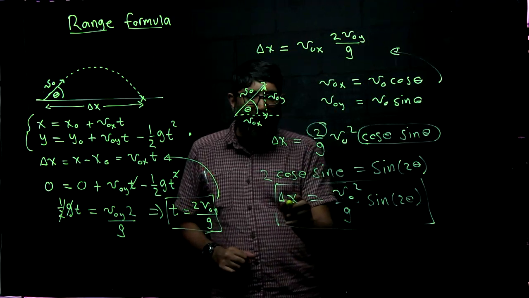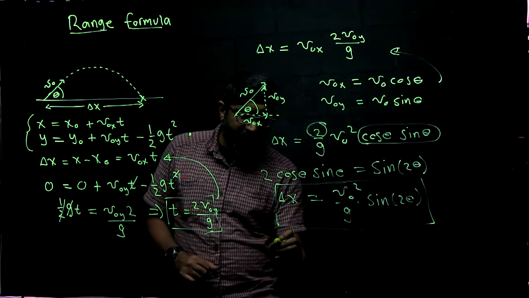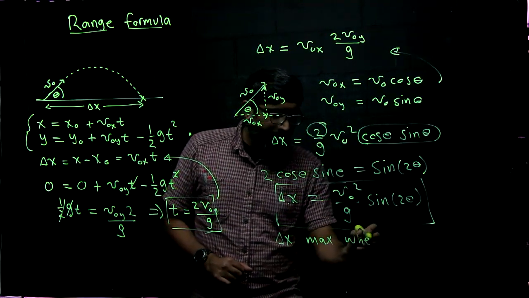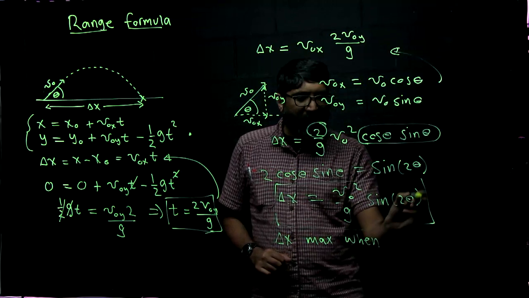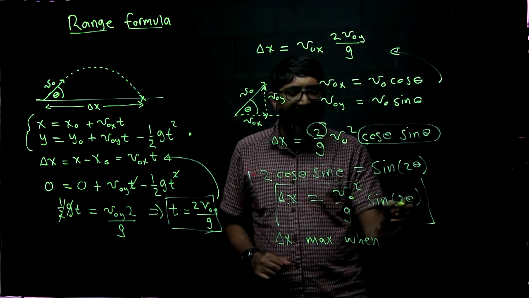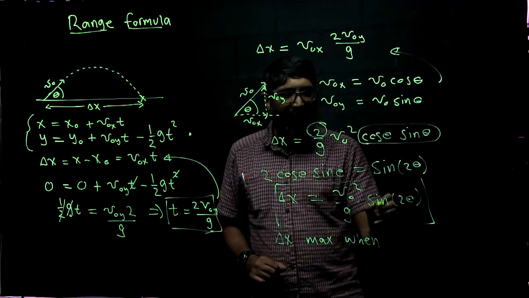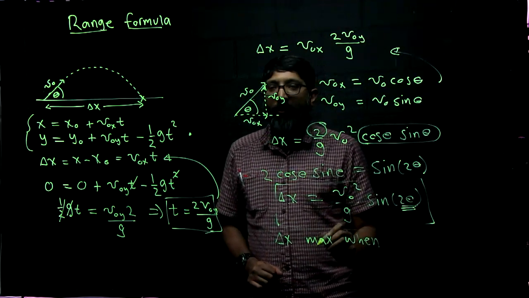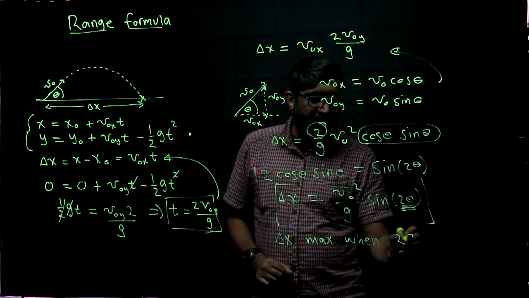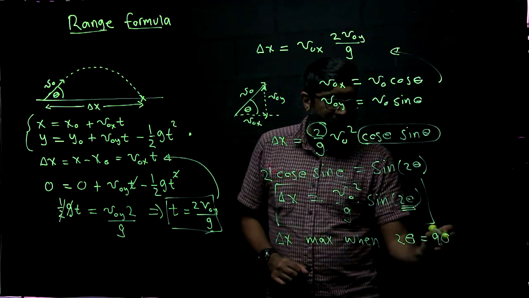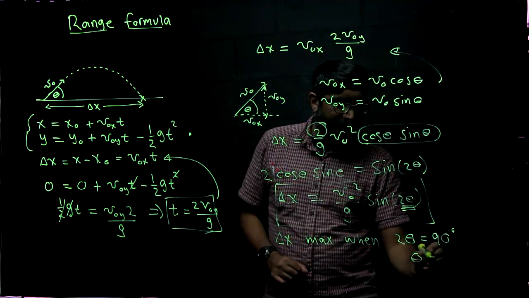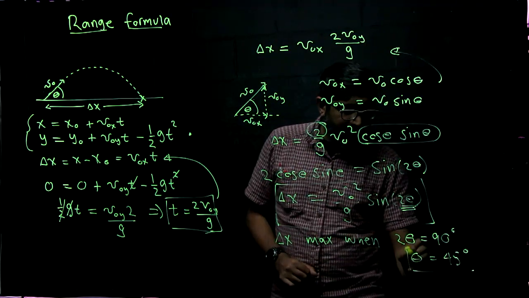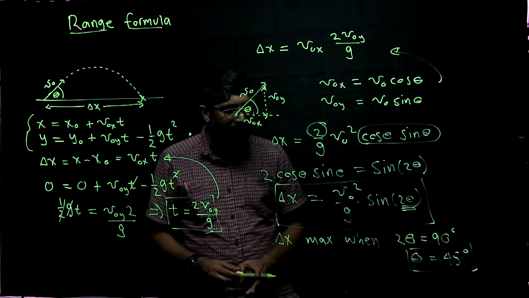So when do I get the most range? When is delta x a maximum? Delta x is going to be a max when this sine is a maximum. Well, the maximum value sine can take is 1, and it does so whenever its argument, all of the stuff inside the parentheses, is equal to 90 degrees. So I need 2 theta equal to 90 degrees, which says theta is 45 degrees. Okay, so that angle gives me the maximum range.